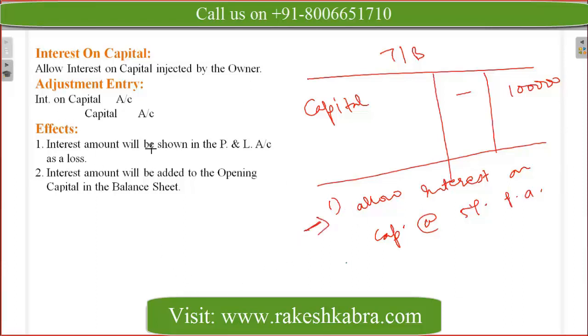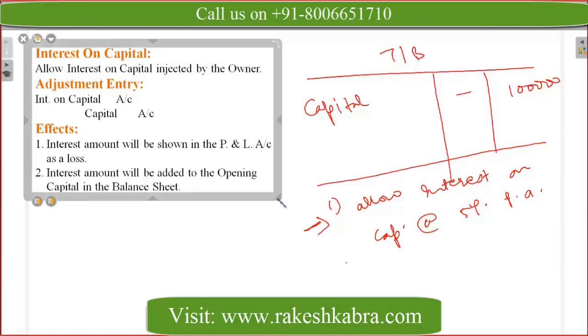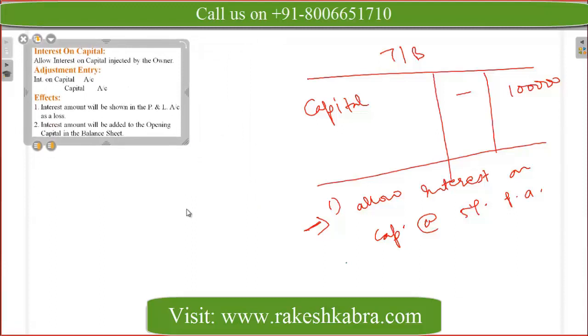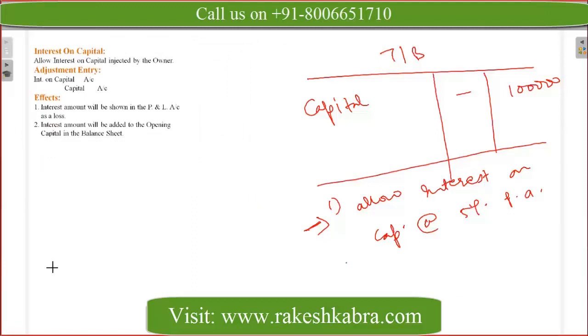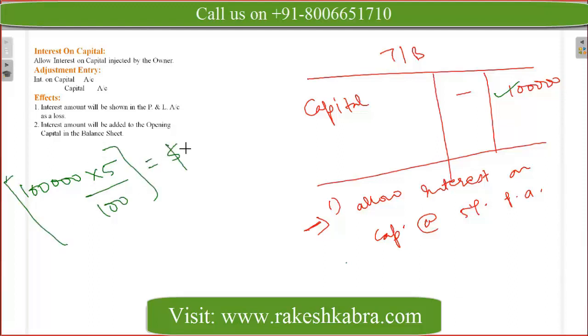Now first we need to compute the amount of interest. So before passing the entry, first we will compute the amount of interest. So see, what is the capital? Capital is 1 lakh, isn't it? And on this capital I will allow, I mean I am the business, so I will allow interest at the rate of 5% per annum. So what is the amount of interest? $5,000.